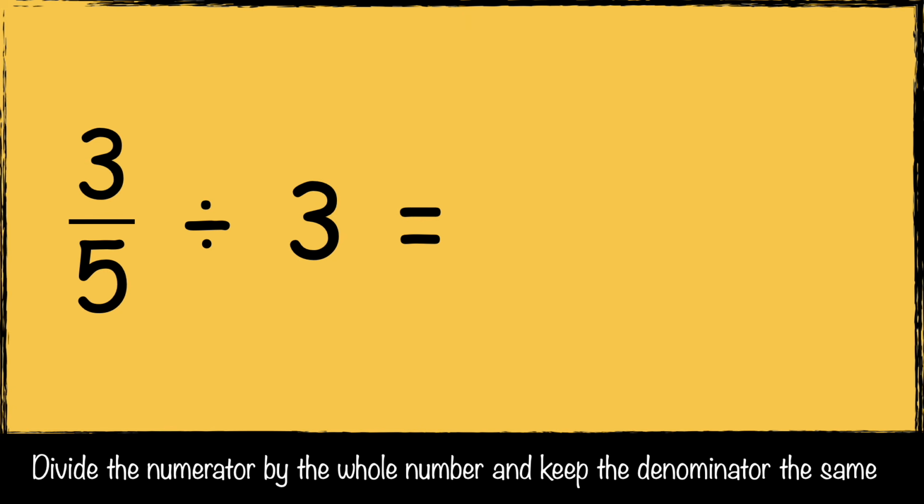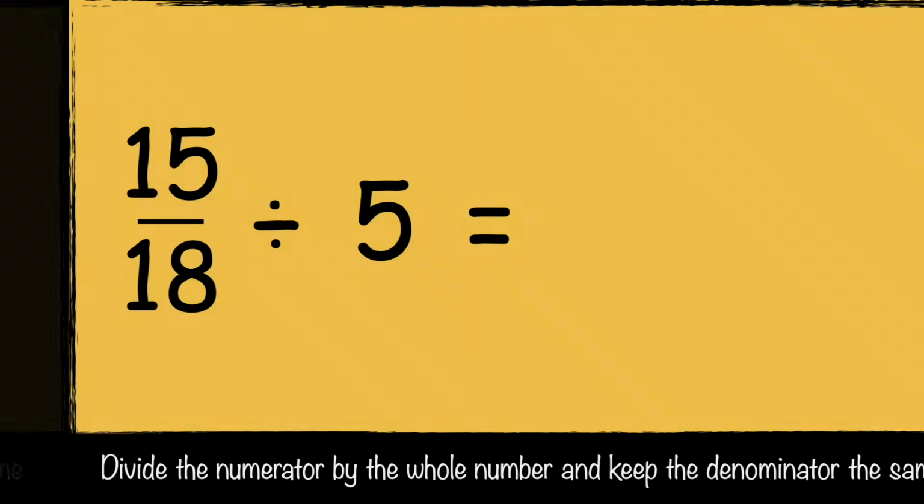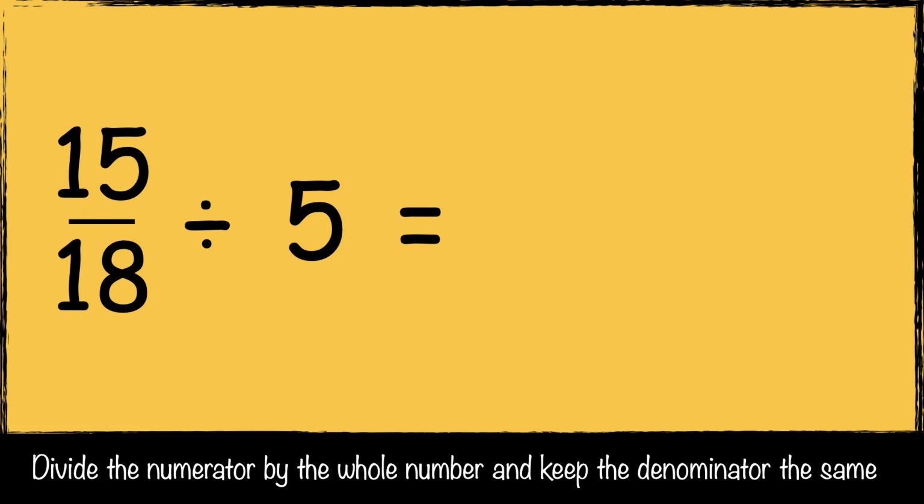3/5 divided by 3. So the numerator, 3, divided by 3, equals 1. The denominator stays the same, so we have 1/5. Here's the last example.